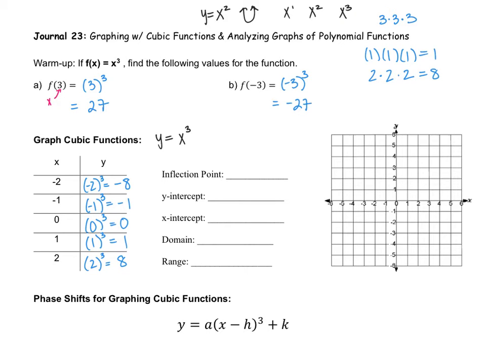So I want you to notice that negatives come out negatives. Positives come out positives. So you can kind of see that reflection of negative signs. So let's go ahead and graph these because these are coordinate points. Essentially what I have here is a coordinate point at -2 and -8.